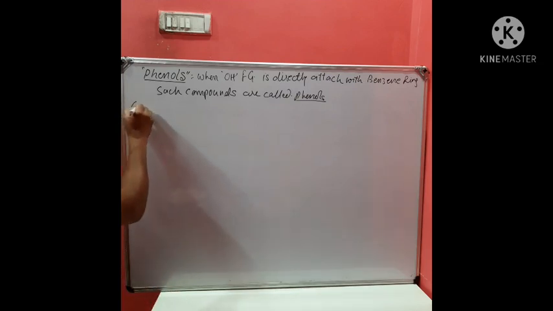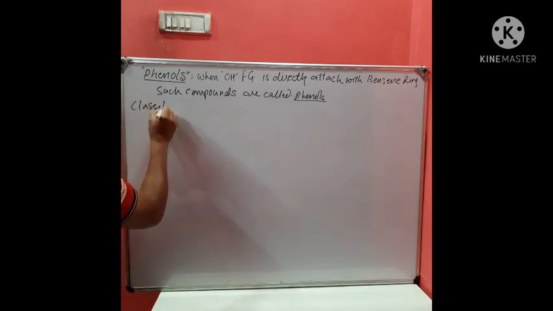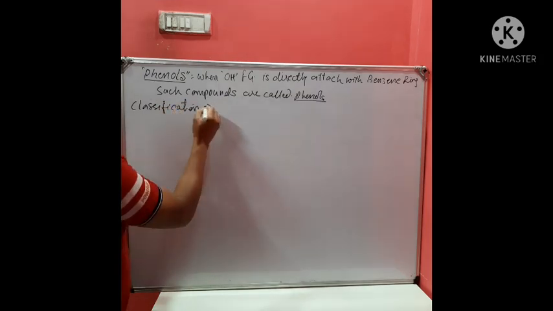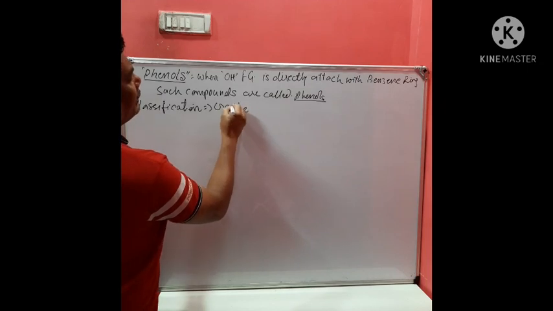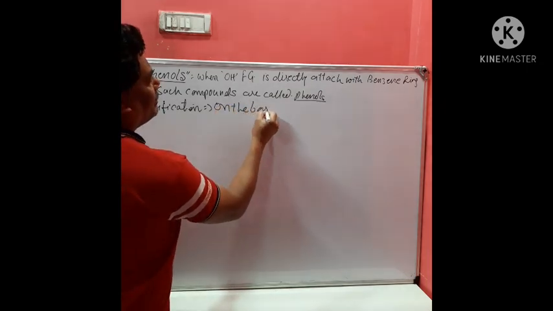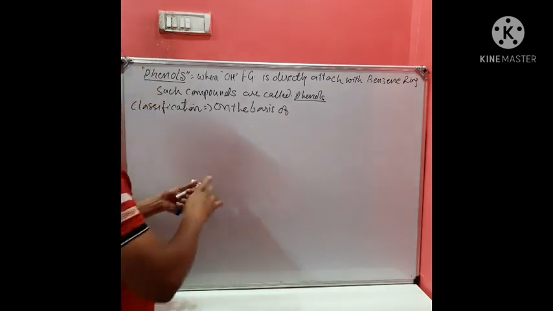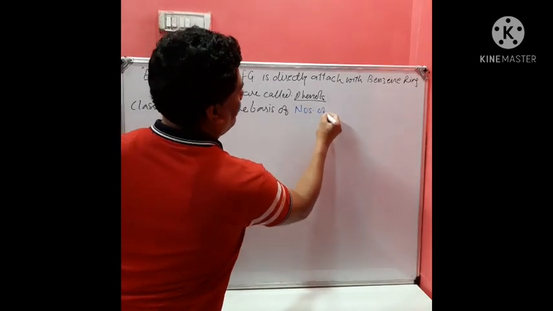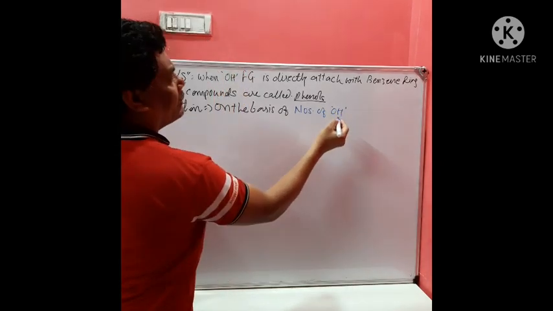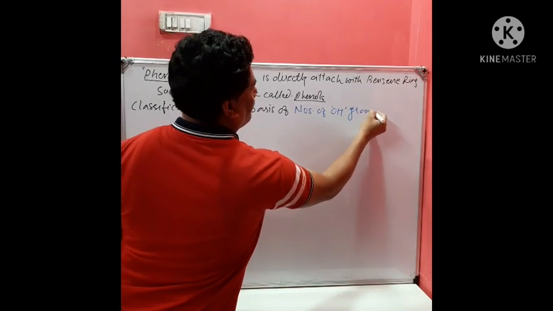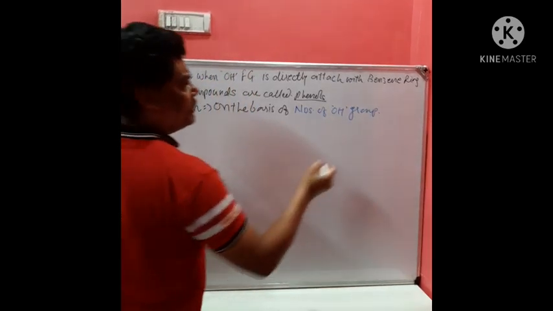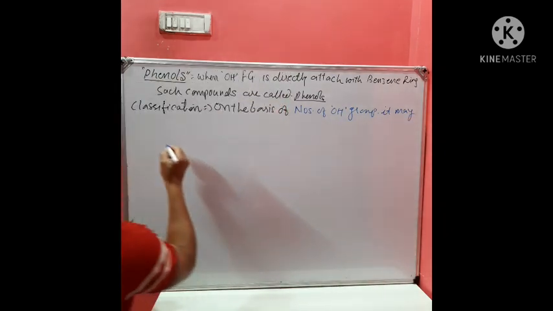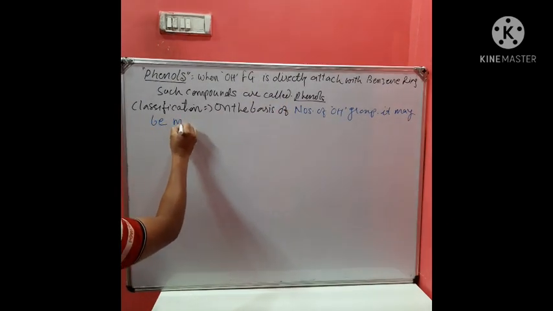Now the next one is classification on the basis of the number of OH groups. It may be monohydric.